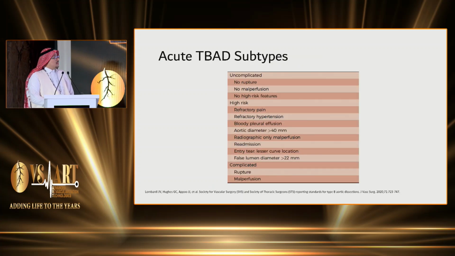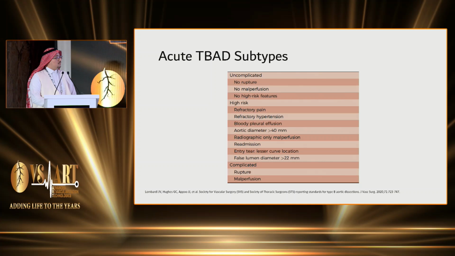For the acute type B aortic dissection subtypes, we have the uncomplicated, the complicated, and then a middle group, which is the high risk, the one with high-risk features. The uncomplicated one is when there is no rupture, no malperfusion, and no high-risk features. The complicated one is when there is rupture or malperfusion. The high-risk features are many.